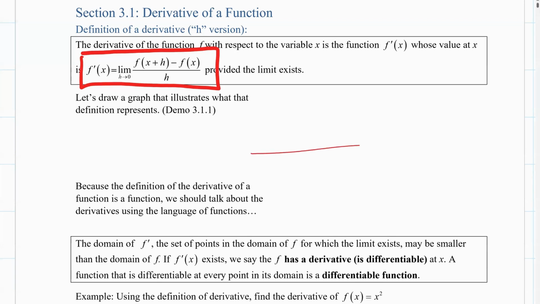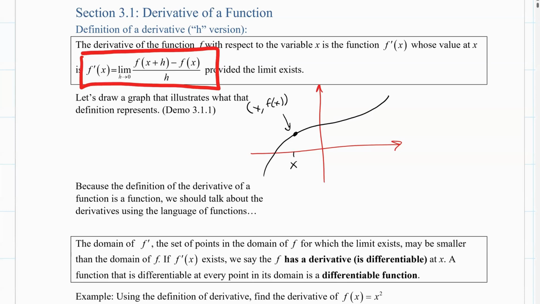So let's say I have some function. In fact, let's make the function a black line, so it stands out against the axis. Let's say that there is some location on this function where there's x, and this location right here is the coordinate x comma f of x.